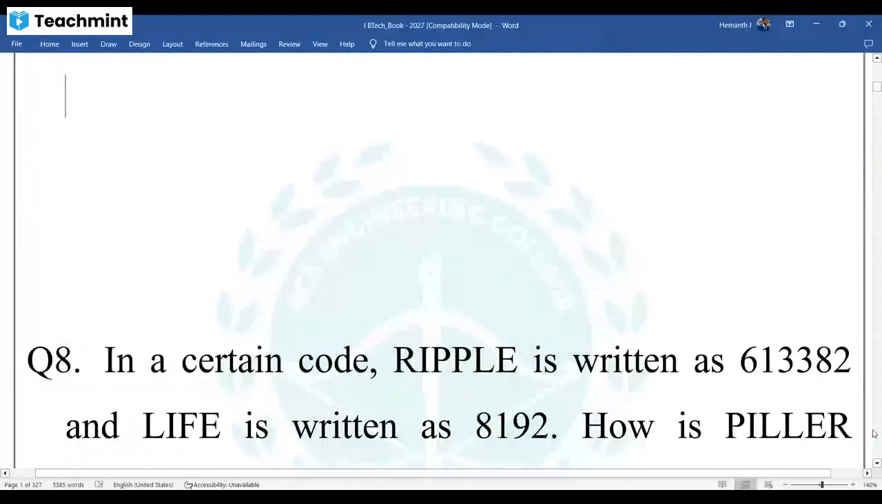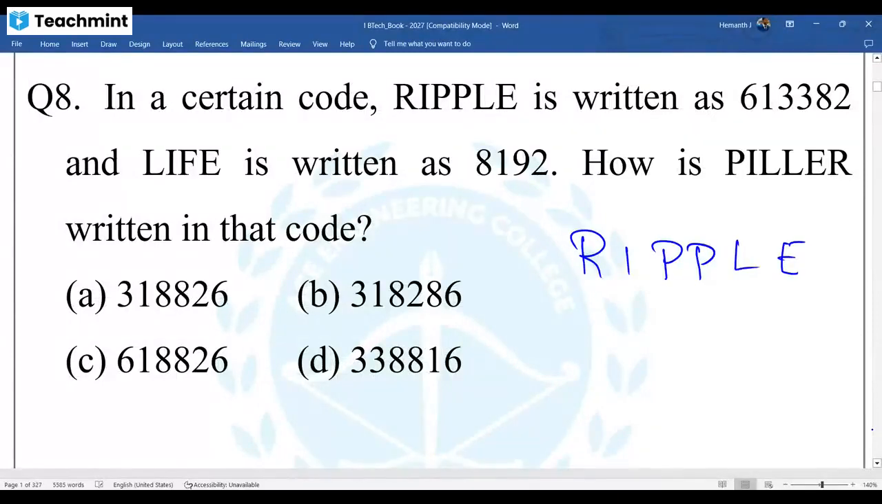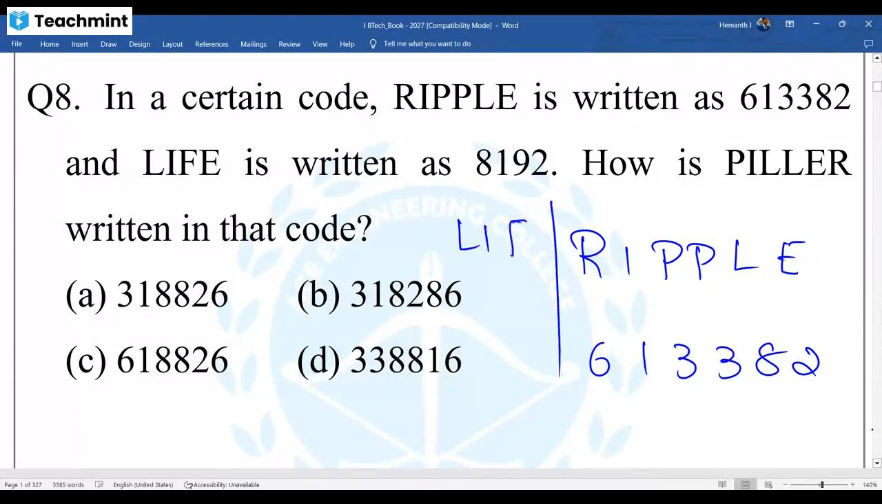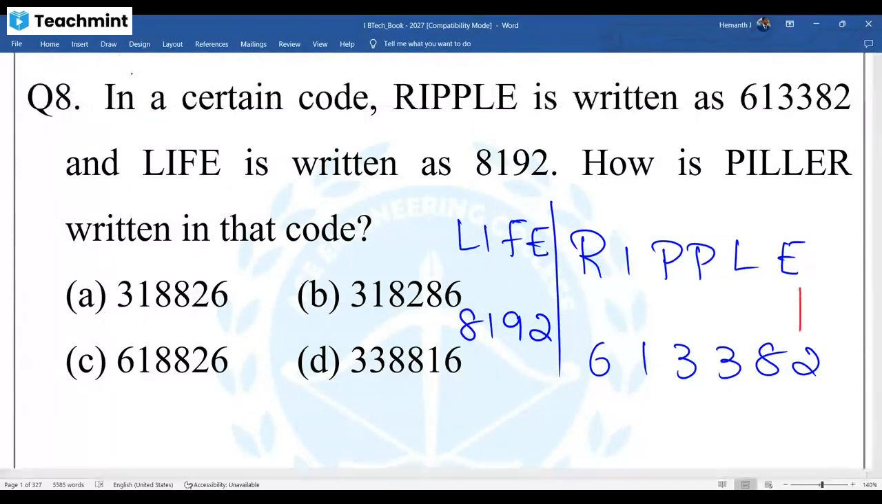Eighth question, very easy among what we discussed so far. Ripple is given as a number, they assigned some number, 613382. Life is given as 8192. Now, I too agree E value is 5, but they gave E value as 2. Here also E value 2, here also E value 2. Wherever L is there, what did they give? 8 in both cases. Wherever I is there, they gave 1.